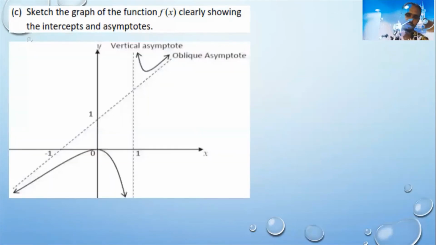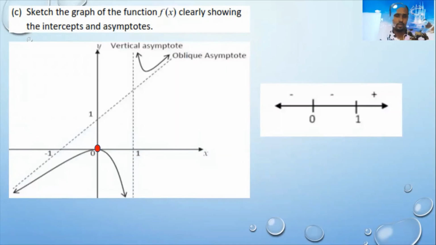Now this is the graph we got, right? Now let me show you which point is where. Okay, this is the x-intercept. Remember, x-intercept was 0 comma 0. Also the y-intercept was 0 comma 0. So the same point will be y-intercept also, right?